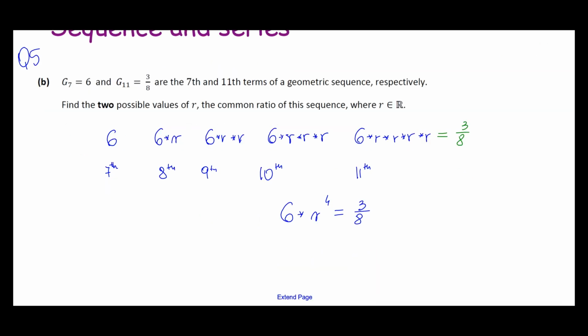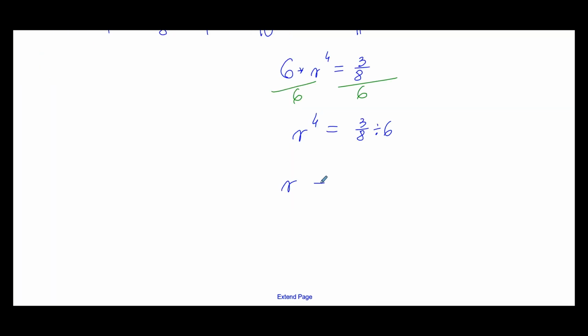Well, so how do we solve it? First thing, we get rid of that 6, so we divide both sides by 6. Therefore, we have r to the power of 4. How do I eliminate that power of 4? Or any power for that matter, we take the root of the other side. So in this case, that will be the 4th root. Okay, so that means if we put that in the calculator, we get 1/2.